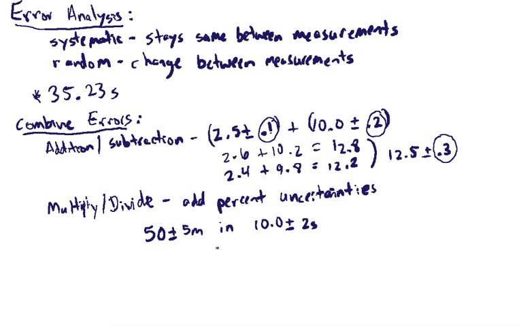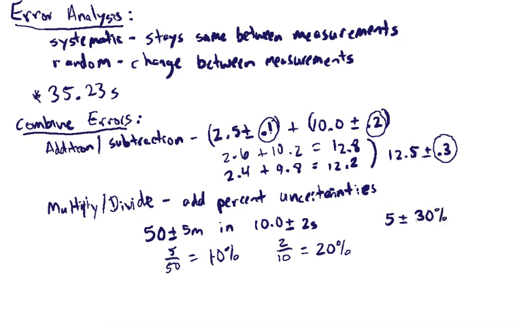But if we change these to percent uncertainties, we can add percentages together. So if we look at this, this is 5 out of 50, which gives us a 10% uncertainty in that measurement. In this one, we have 2 out of 10, which is a 20% uncertainty. And so we can combine these. We do 50 divided by 10. That gives us 5 as our answer, and then plus or minus the addition of these two percents: plus or minus 30%.